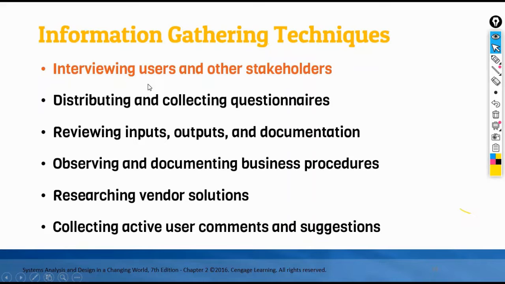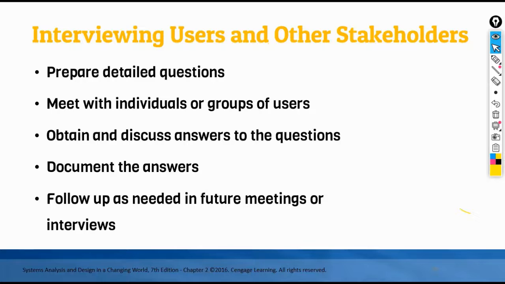First is interviewing users and other stakeholders. This is the most frequently used method because it is the most information rich. However, it is also the most time consuming. There are 5 steps that analysts usually do: you prepare detailed questions, meet with individuals or groups of users, obtain and discuss answers to the questions, document the answers, and follow up as needed in future meetings or interviews.